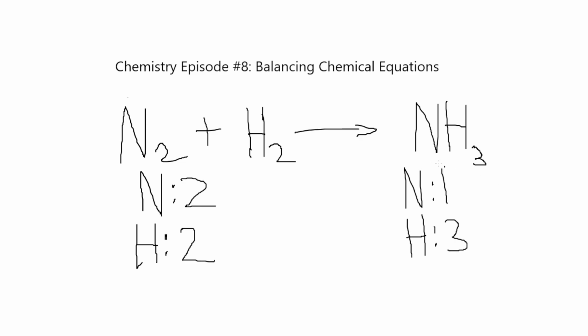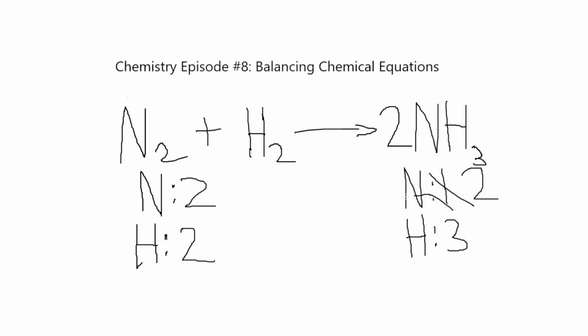So there's only one nitrogen atom on this side, but there's two on this side. So since this is the lesser side, we'll just start over here on the product side. So we can change the coefficient to 2, since 1 times 2 is 2. And now this would be 2 nitrogen atoms.